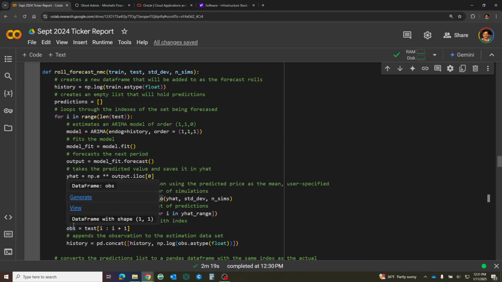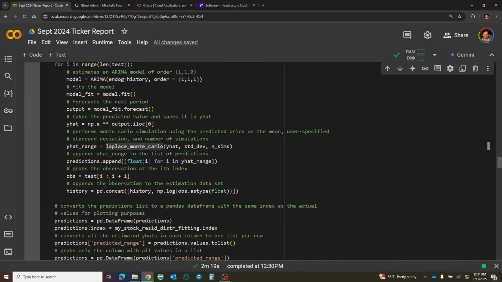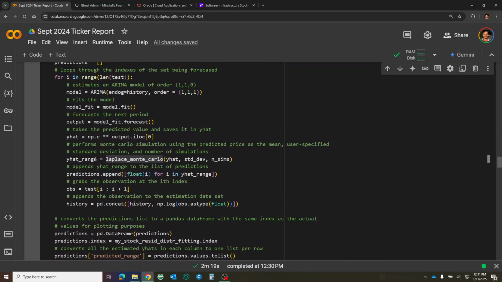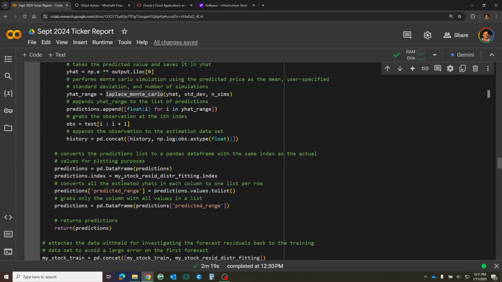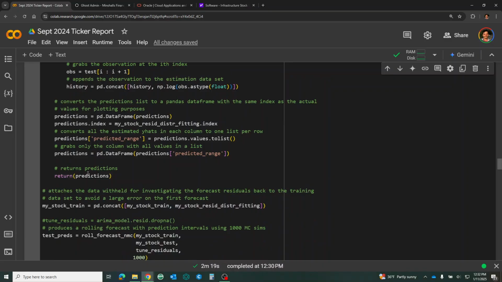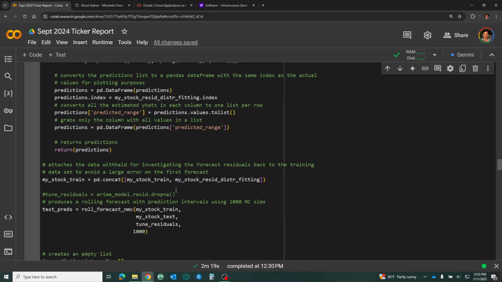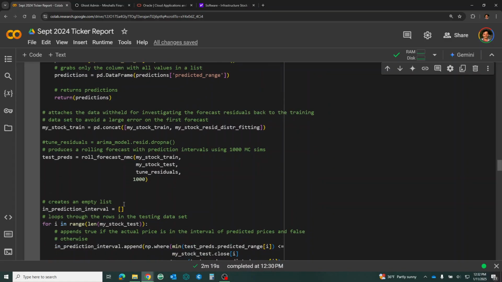We will attach the observed index to our history, and then our predictions that we've been concatenating to or appending to. We'll clean it up so that when we return the prediction, we can then plot it with the actual price movement with the interval as well. So you can see here that we get our test prediction with our rolling forecast.